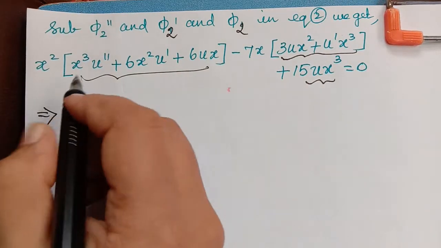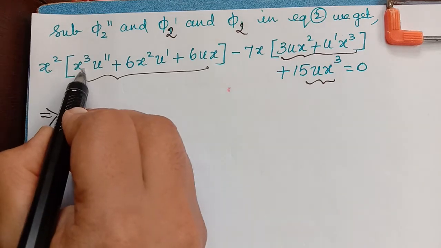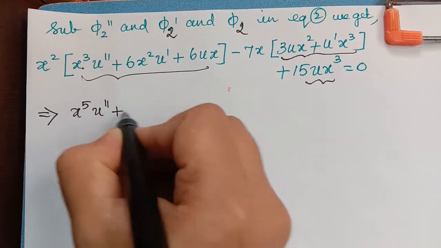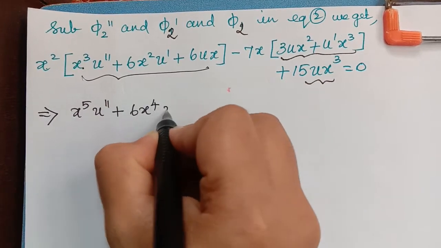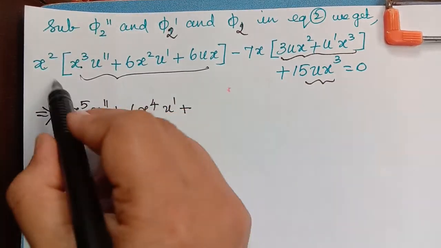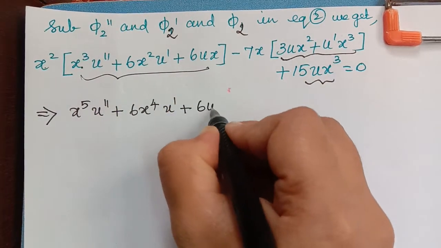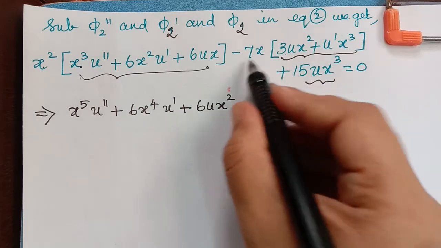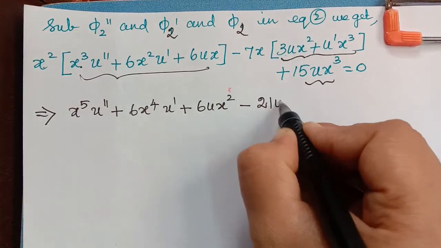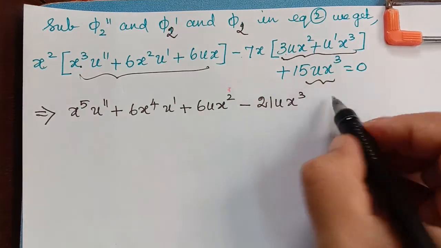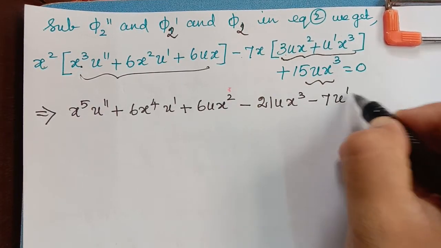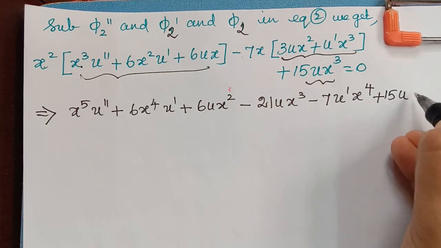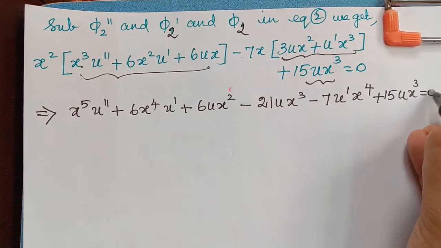So this implies, when we multiply this x squared with this, we get x to the power 5 u double dash plus 6x to the power 4 u dash plus 6ux squared, negative, now 3 sevens are 21, so negative 21 u x cube, and then negative 7 u dash x power 4 plus 15 u x cube is equal to 0.